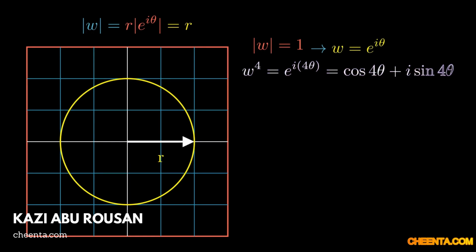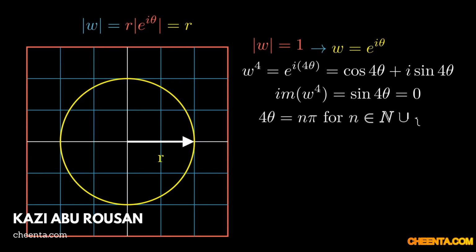So omega to the power 4 can be written as something like this, and from the additional constraint in our problem, the imaginary part of omega to the power 4 is equal to 0. That means sine 4 theta is equal to 0. So we can say that 4 theta must be equal to n pi, where n can be any integer including 0. Now from this we can write that theta must be equal to n pi by 4.